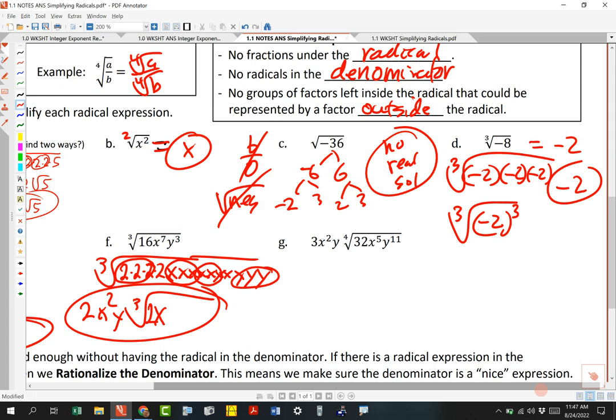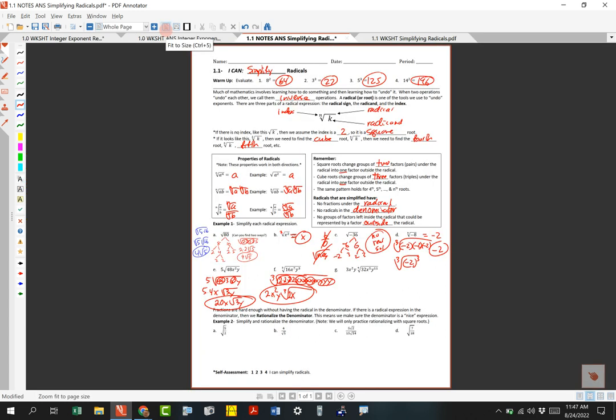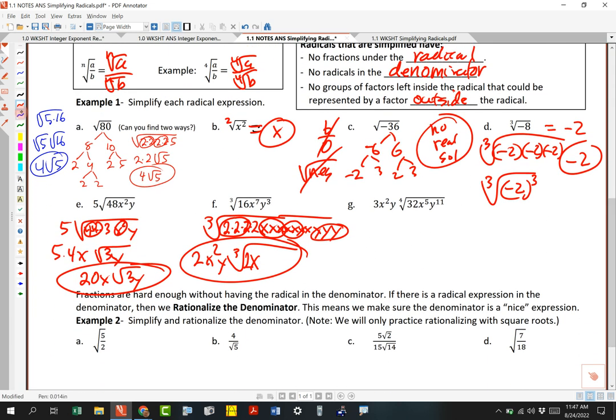Would you look at that last one? It's a 4th root, so we're looking for groups of 4. Take a look at that one. Ready? Good? Okay.